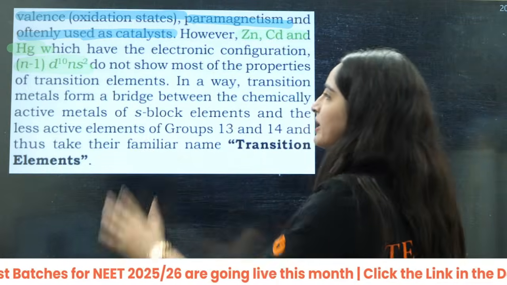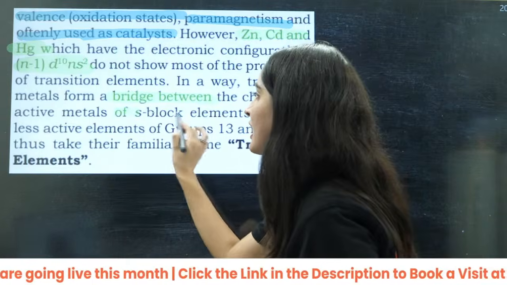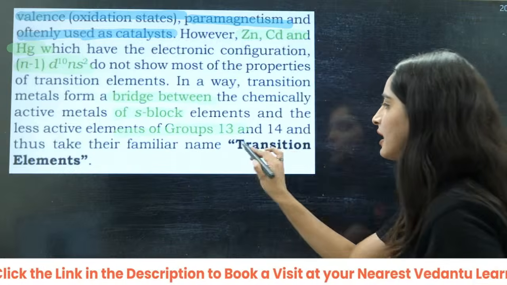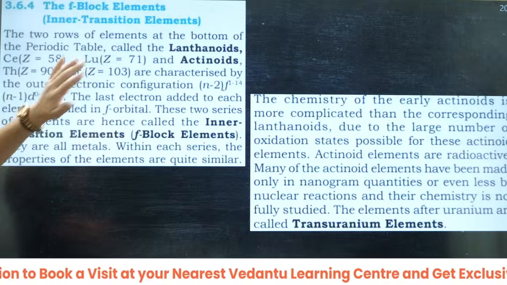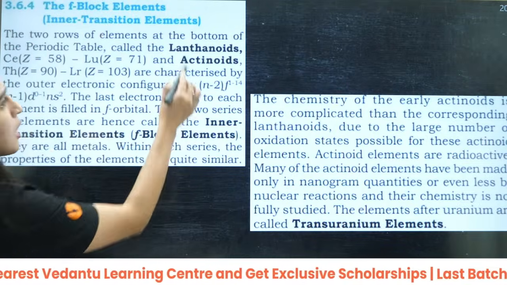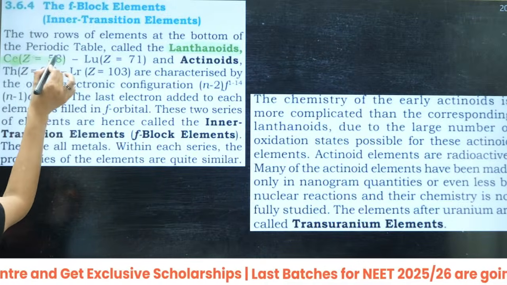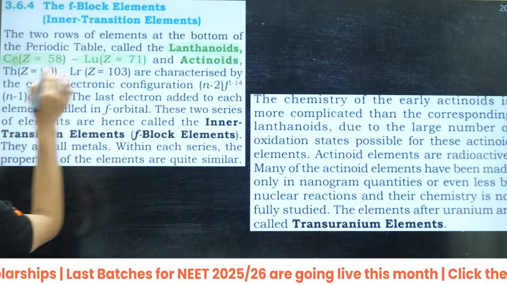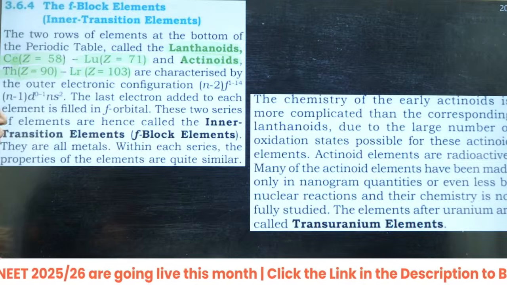This way, transition metals bridge between the chemically active s block and the less active group 13. They are called the transition elements. And the last thing of today, that is your 2 rows, the inner transition elements. First is lanthanoids, which go from 58 to 71, right? Actinoids go from 90 to 103. Others are yet to be discovered.